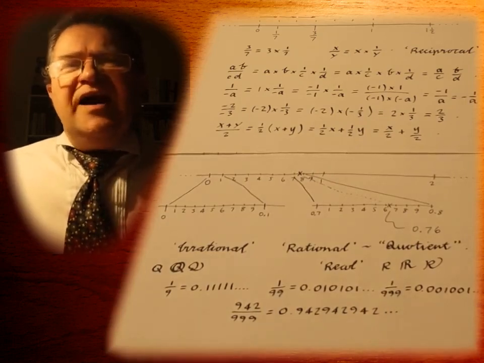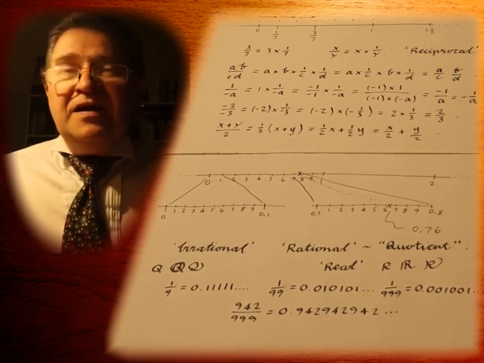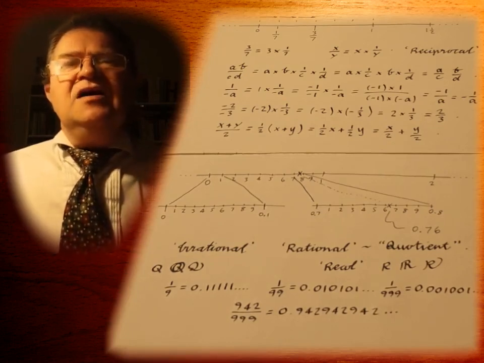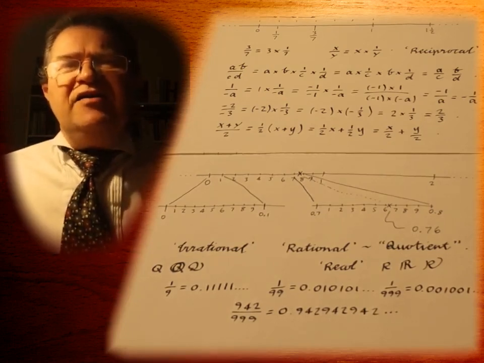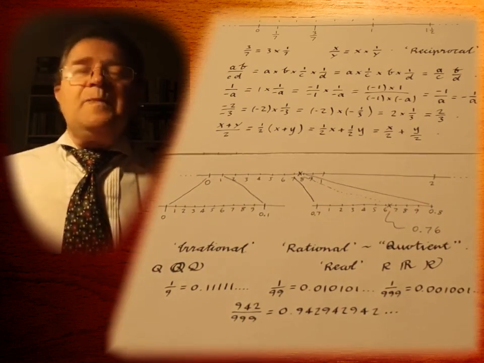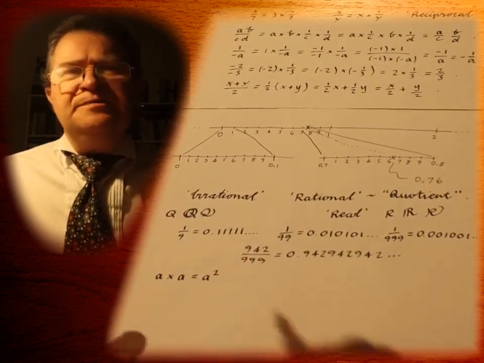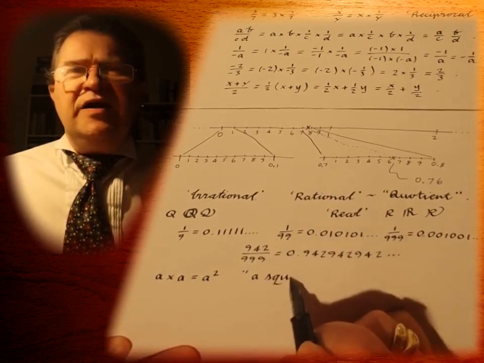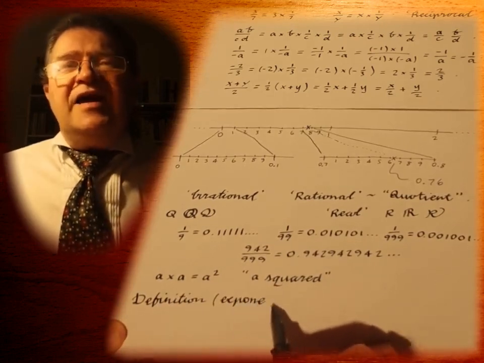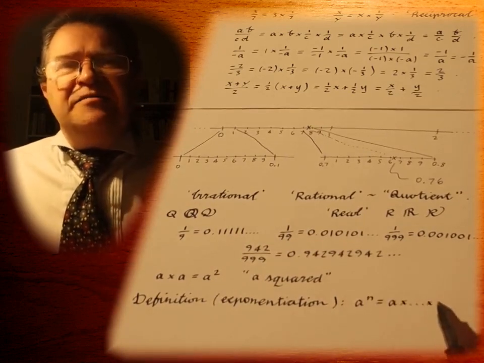And so we see that any recurring decimal can be converted to a fraction following this pattern. Hence, recurring decimals represent rational numbers. It's only decimals without any recurring patterns in them that are irrational. As a matter of notation, we write a times a equals a to the power of 2, also spoken as a squared, and more generally we have exponentiation. A to the n means a multiplied by itself n times.